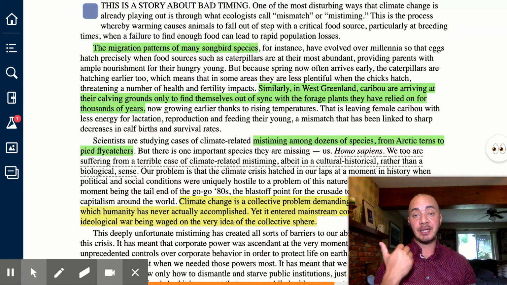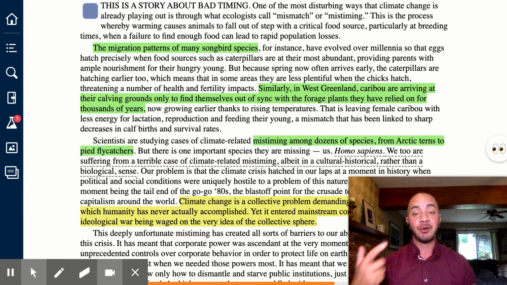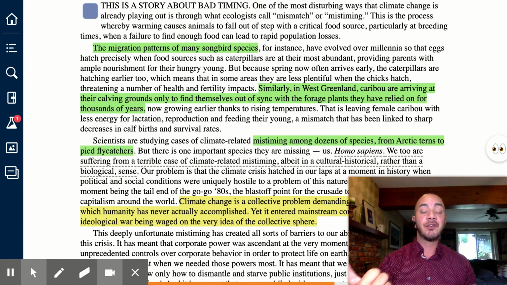So we already have the introduction of the term mismatch or mistiming, and then we get the definition of that term. Again, when an animal falls out of step with a critical food source, a food source that their survival depends on. From there, to help us as readers who may not have a strong science or biology background to better understand that, we're given two specific examples and then three more less specific examples. The first specific example is the songbird. We know that the caterpillars are no longer ready when the chicks are hatching. Therefore, the chicks don't have something to eat, which has lots of impacts on them, lessening their survival rate.